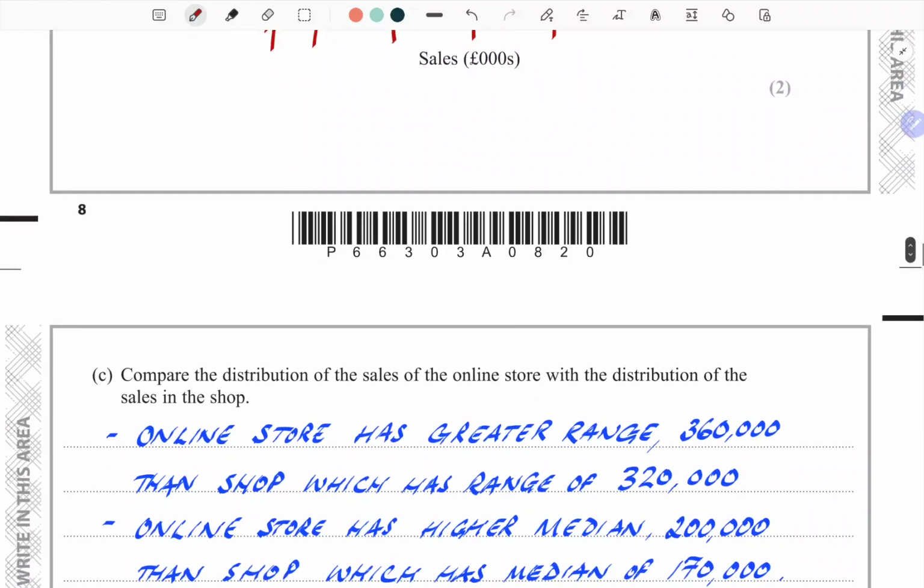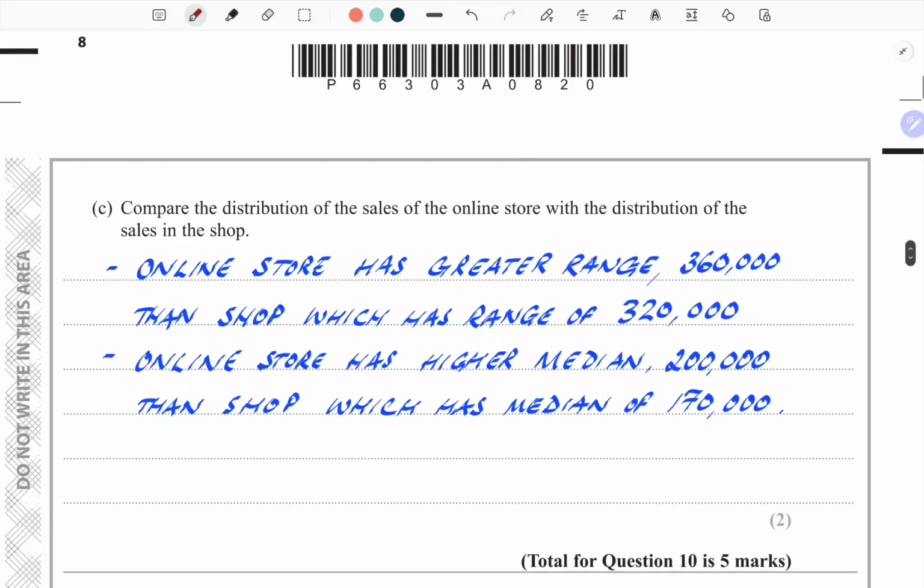And then they ask you to compare the distribution of the sales of the online store with the distribution of the sales in the shop.